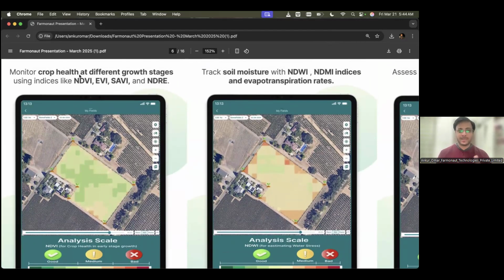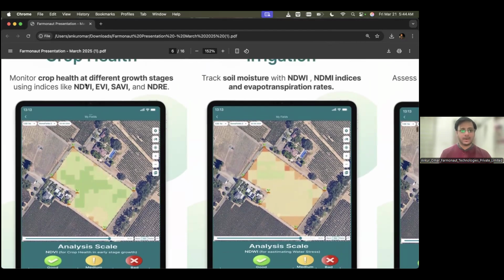So we generate almost 18 such indices. EVI is Enhanced Vegetation Index, SAVI is Soil Adjusted Vegetation Index, NDRA is Normalized Difference Radius Data. Another important thing is we don't bombard the farmers and impose on them to know all these indices because it's not necessary. What we do is convert that raw information into a language which farmers can understand, because farmers don't bother about what wavelengths we are using or what indices we are generating. It doesn't matter to them.